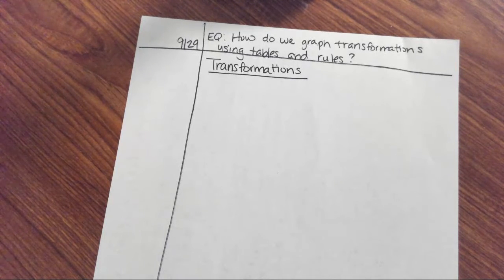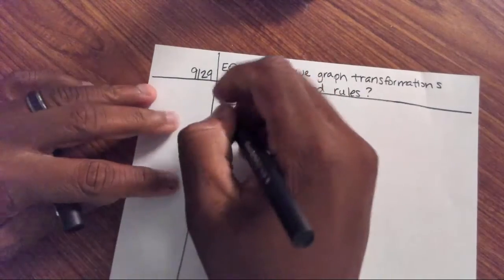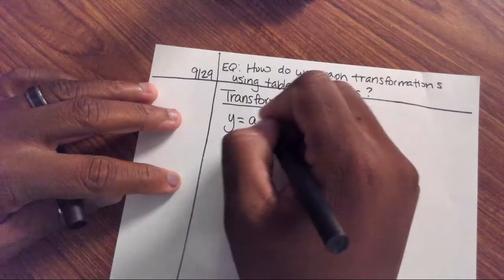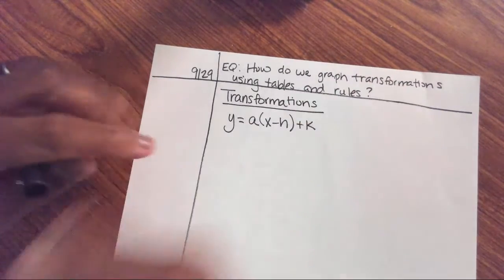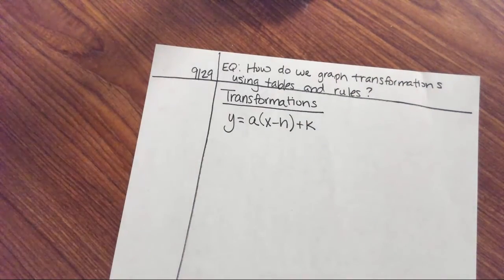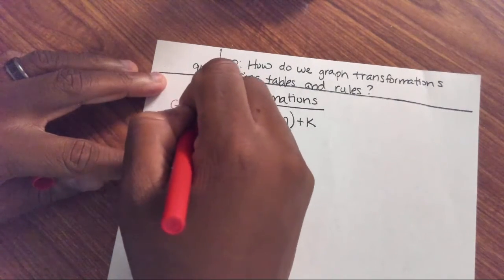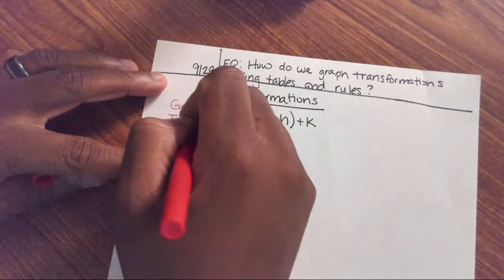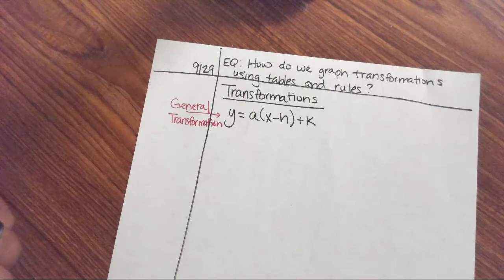When we talk about a transformation, we're going to start off with just a general transformation equation. So that means we'll start off with an equation that looks just like this. y equals a times (x minus h) plus k. We're going to talk about each one of those variables, but right now we'll just call this the general equation. Most of this you should have seen before, so it won't be a whole lot different as far as what it does for you. So this is a general transformation.